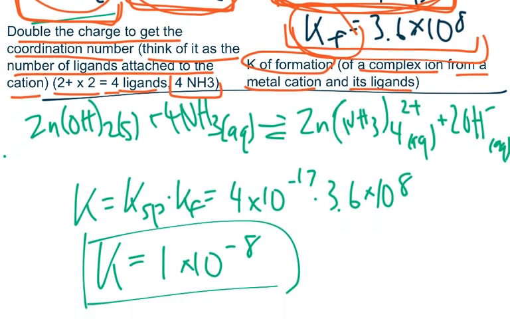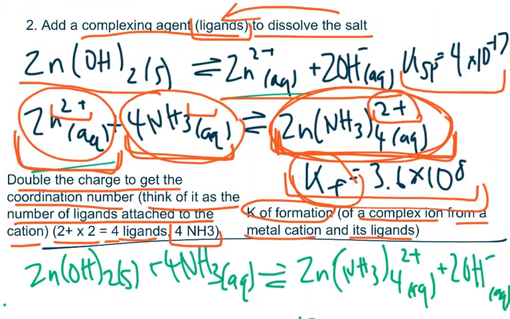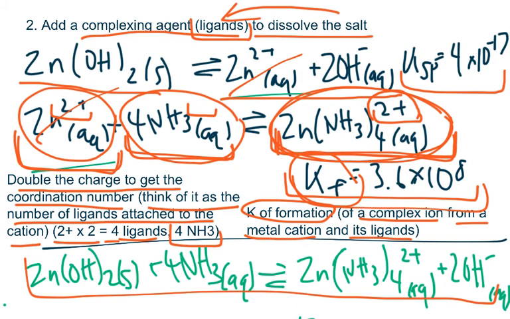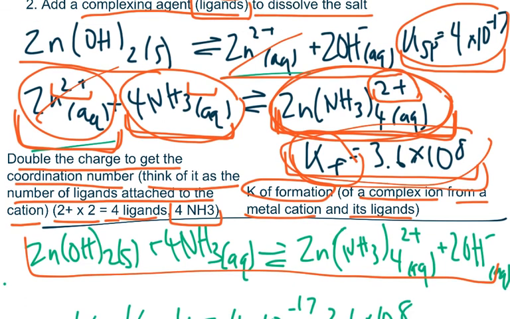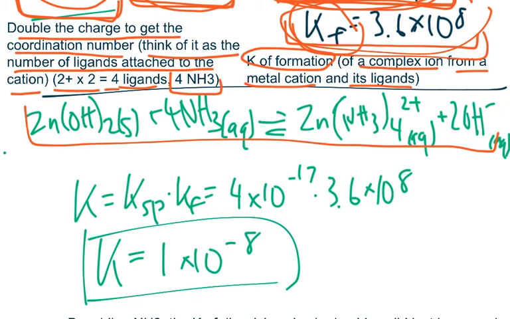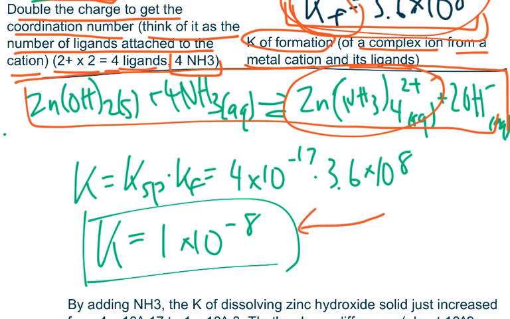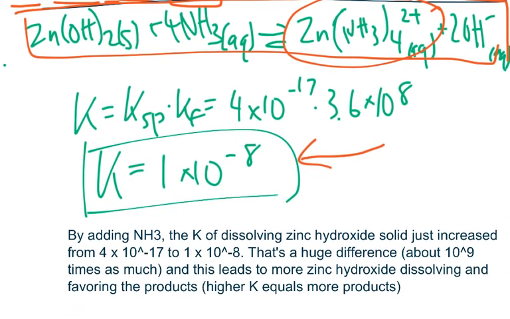So now let's do some more reaction combining, and you see that our zinc will cancel out, and we are left with all this. Now, how do we get the K of this? Well, we multiply the KSP times the KF to get the K of this reaction. And it turns out the K of this new reaction, where you get zinc hydroxide, mix it with some ammonia to get some complex ions, is actually 1 times 10 to the negative 8.